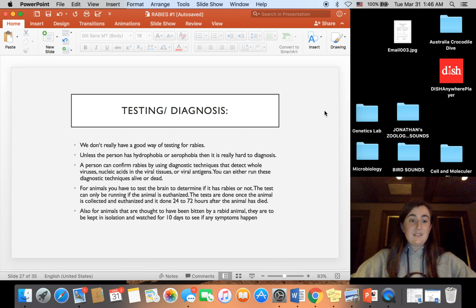Also for animals, if one has been bitten by a rabid animal, it needs to be kept in isolation in a vet's office for up to 10 days. If it starts showing symptoms, then it has rabies. But if it doesn't, then we assume it's fine, so it'll be let back to its owner or wherever it came from.